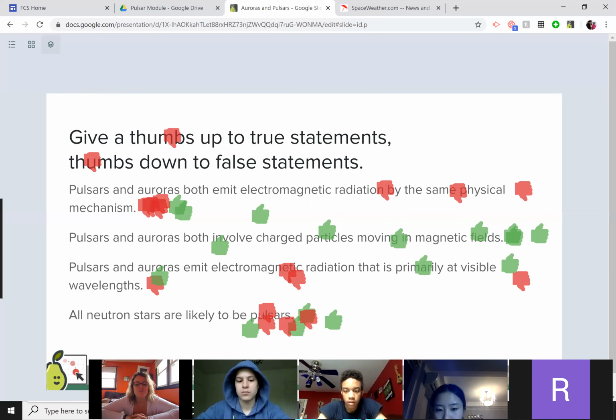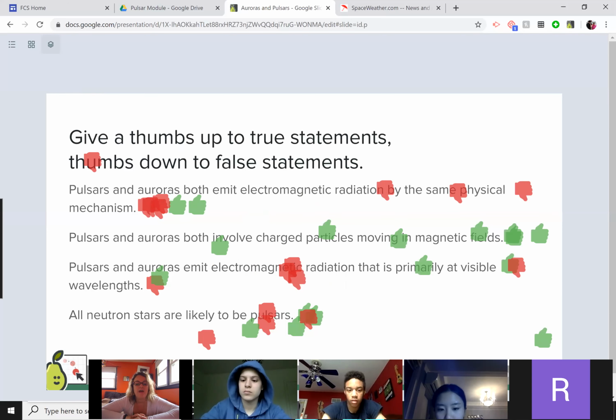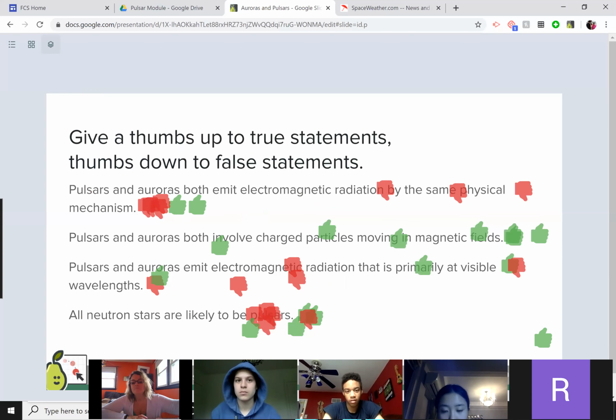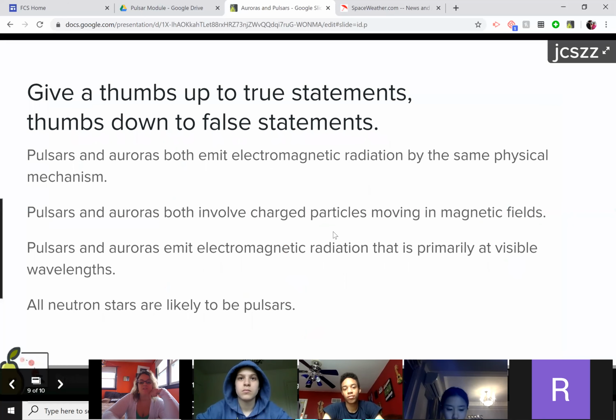All neutron stars are likely to be pulsars. It seems like we're a little divided there. Let's talk about that one a little bit more. Somebody that said no, do you want to speak up? Why are a lot of people saying no? Why are you saying no? Anybody? All neutron stars are likely to be pulsars? A lot of people are saying no.